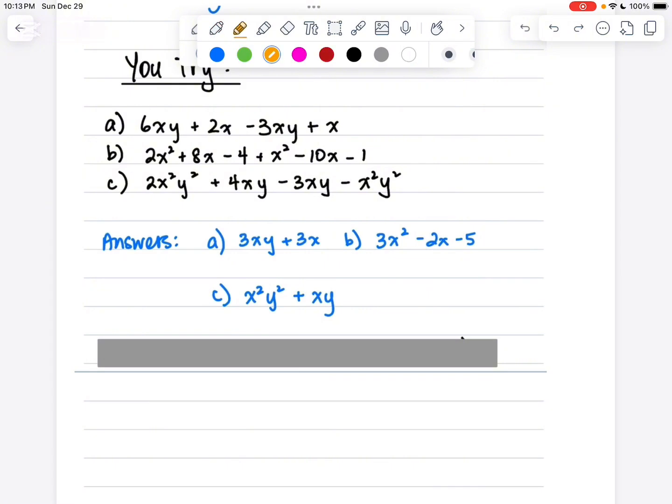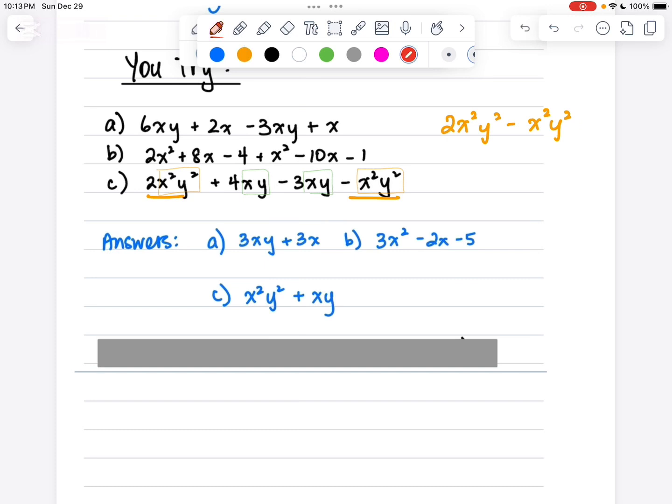For part C, you need to be able to see that there are 2 different types of like terms. There are the like terms that are x squared, y squared. So thinking about the tile analogy, each tile would say x squared, y squared. And then you have the set of like terms that are the xy's. So let's take a look at the x squared, y squared terms. If I did some rough work over here, this is what I would get.